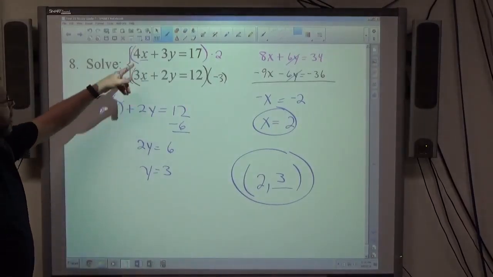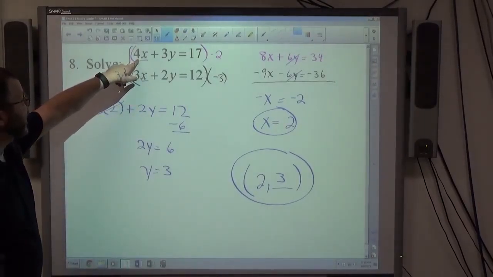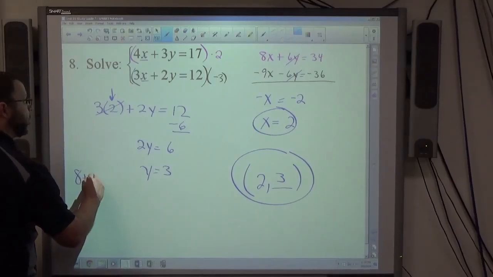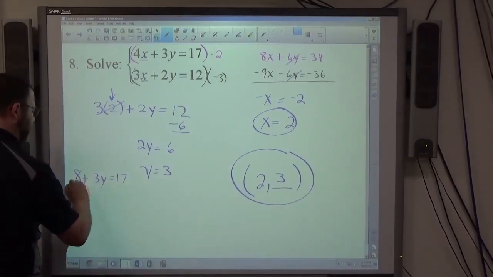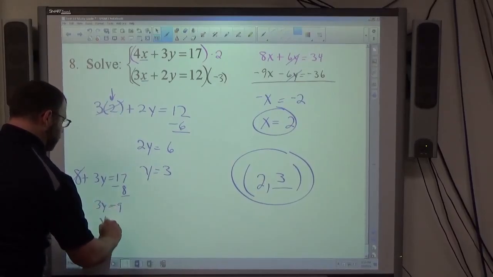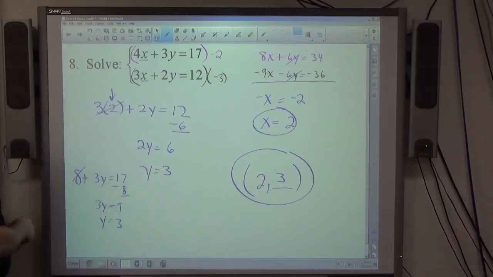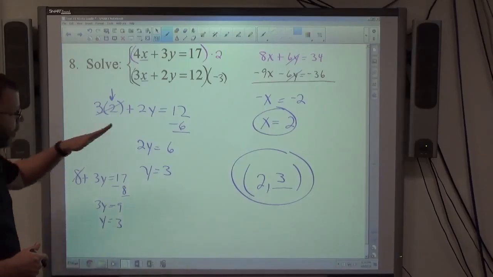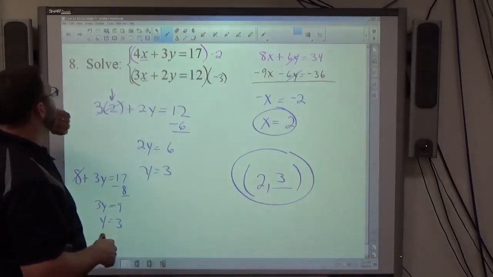I could have just as easily gone back here. I'm putting in 2 there. I would have gotten 8 plus 3y is equal to 17. Move the 8 over. I get 3y equals 9. Divide by 3, I get y equals 3. It doesn't matter where I go, I'm going to get the same result for y. So again, once you've found an answer, go back to either equation to find the other answer.